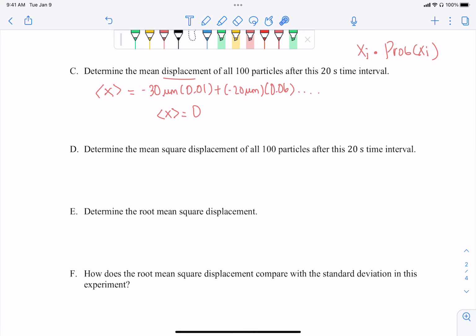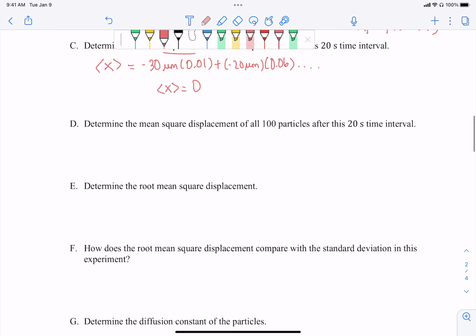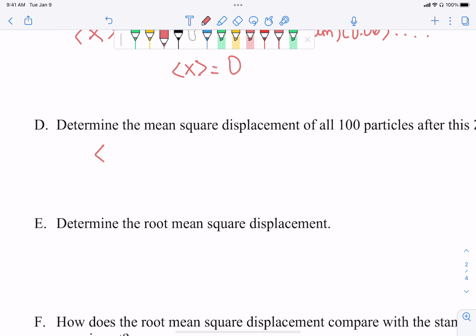But yeah, so part D now is asking us to determine the mean square displacement of all 100 particles after this 20-second time interval. So that's mean square displacement, right?